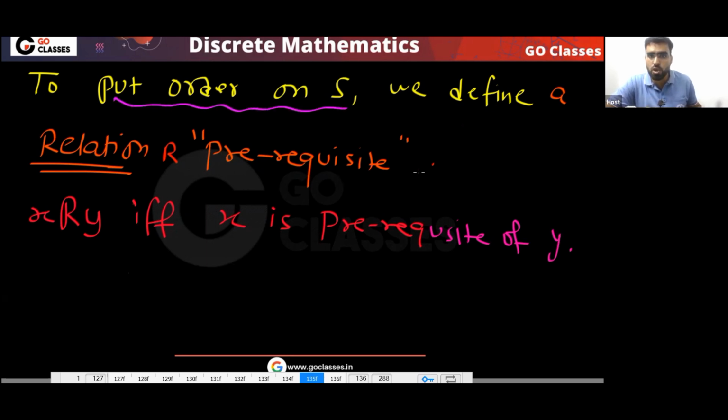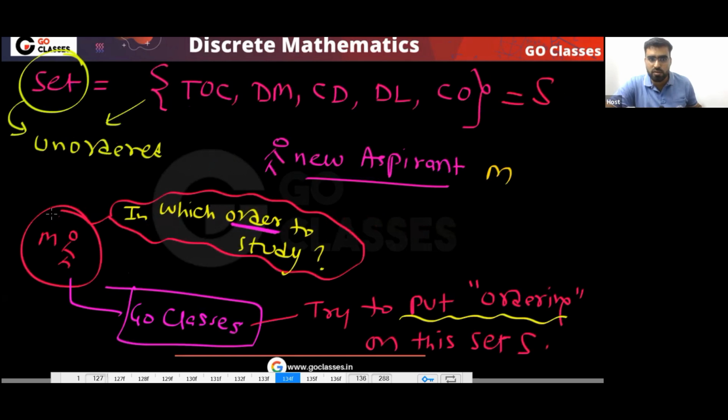I'm defining a relation on set S, and this is the relation I'm defining. X is related to Y if and only if X is a prerequisite of Y. Using this relation, what will happen automatically? This student can get an ordering of these subjects. This is the question of this student: in which order to study?